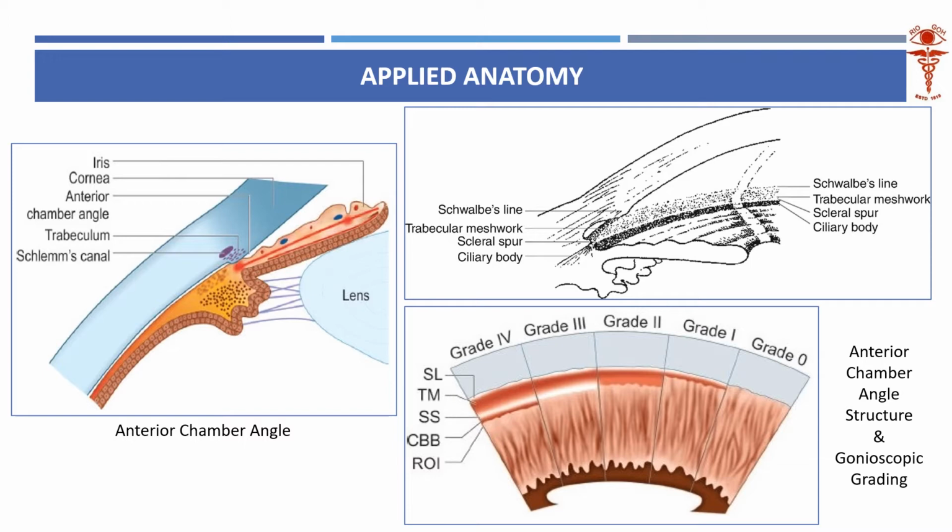The second point is the posterior chamber of the eye has ciliary processes, which is a part of the ciliary body. This is the ciliary body. It's a part of the uveal tract of the eye. And these ciliary processes secrete aqueous here. So if somebody asks you where the aqueous humor is secreted into, it is secreted into the posterior chamber of the eye. Then it comes through the pupil to the anterior chamber of the eye.